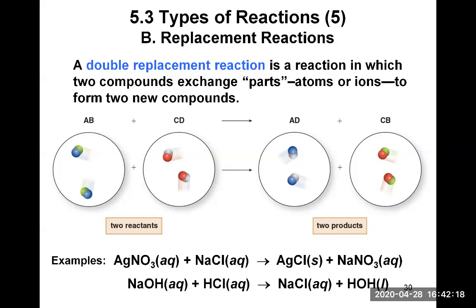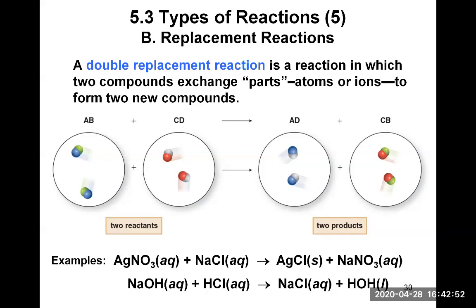In the second example, we also see that we have two compounds to start with. And so the sodium from NaOH will combine with the chloride from HCl to form NaCl. And then the hydrogens from HCl will combine with the OH minus from the NaOH, and H plus OH makes HOH, which is actually water, right?